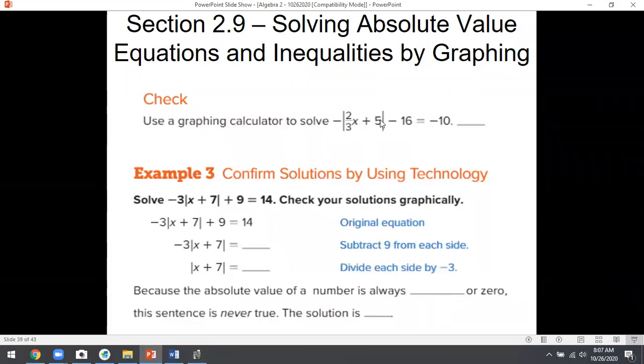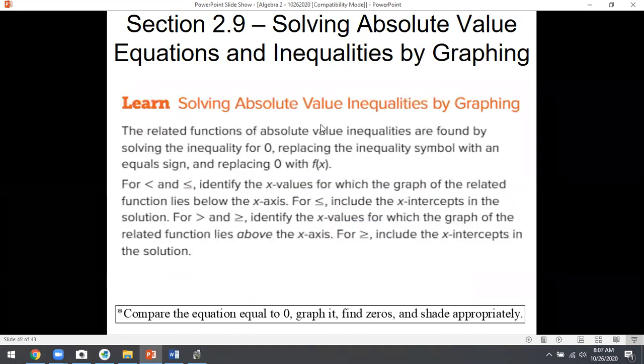And it's the same thing over and over again. So let's not do this one, but how would you set this one up? Well, the only thing you'd have to do for this one: add the 10 over. It's equal to 0. Graph that stuff. See where it crosses the axis, right?